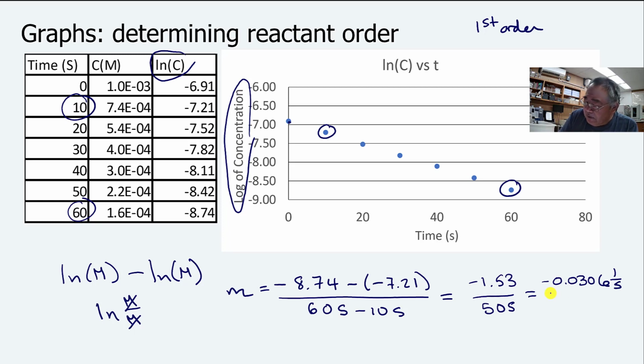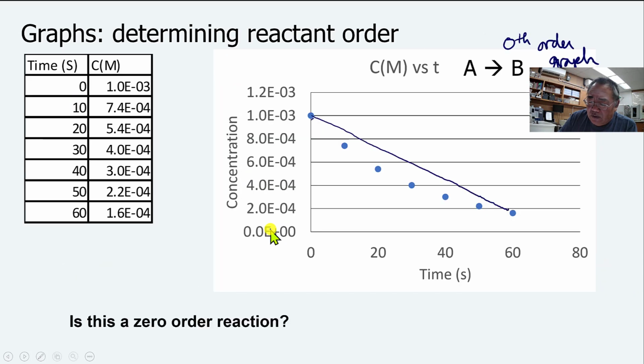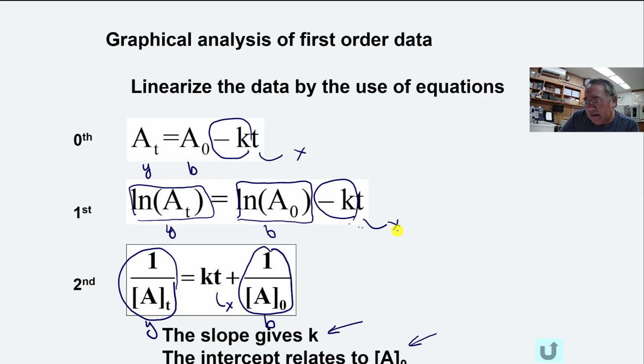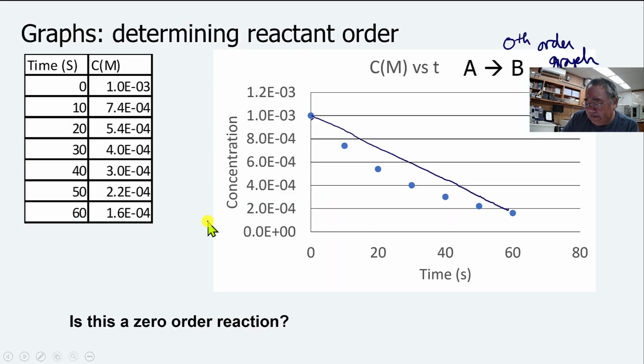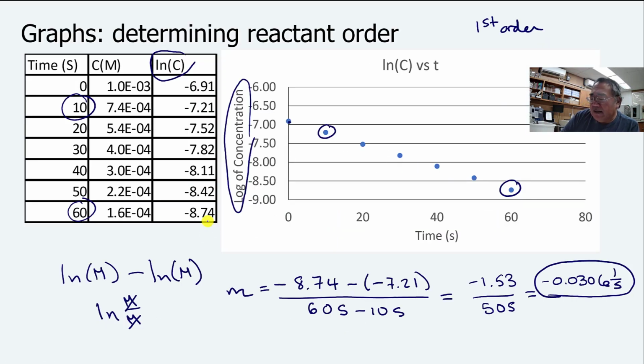Okay, so that's my rate constant, or almost, because my rate constant should be positive. So what I have to do then is think about what the equation is telling me, and for that, I need to go back and look at my equation. You'll notice that this says that x is t. That means your slope is negative k. So since my slope is negative k, m is equal to negative k, that's equal to negative 0.03061 over seconds, or seconds to the minus 1.